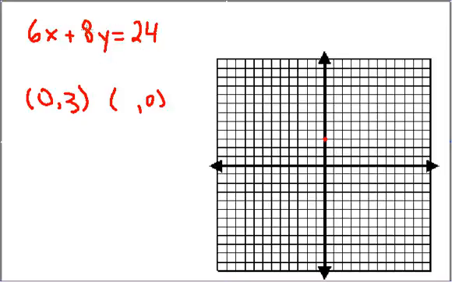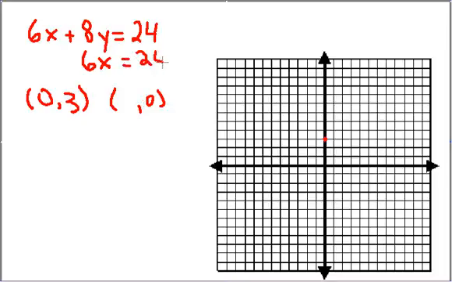What's 0 times 8? Well, 0 times 8 is 0. So what that then leaves us with is 6x plus 0 equals 24. Well, what is 6x plus 0? It's just 6x. So after plugging in a 0 for the y, we are now left with 6x equals 24.